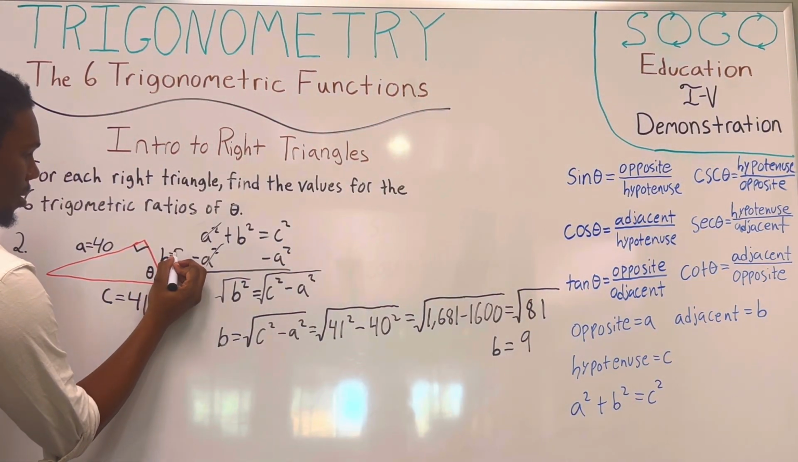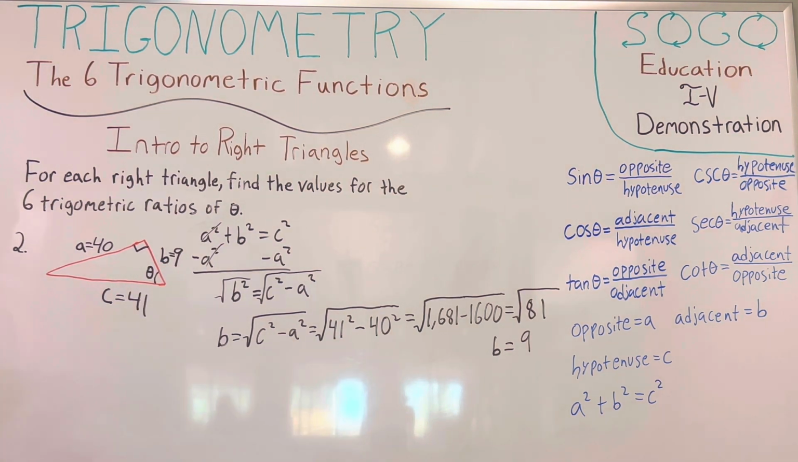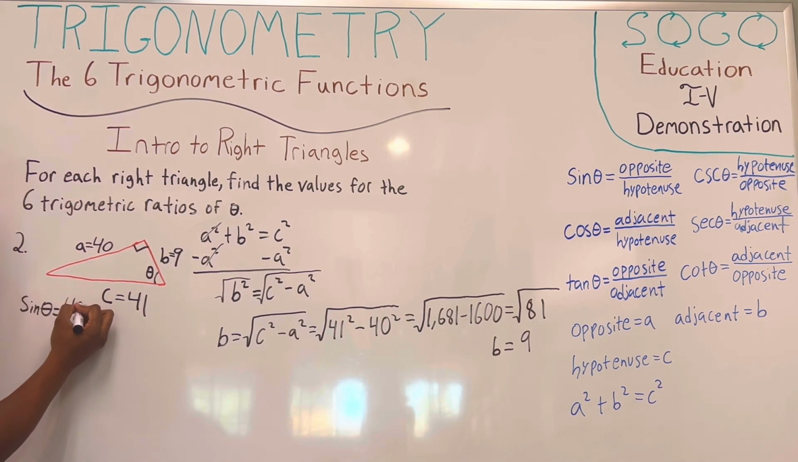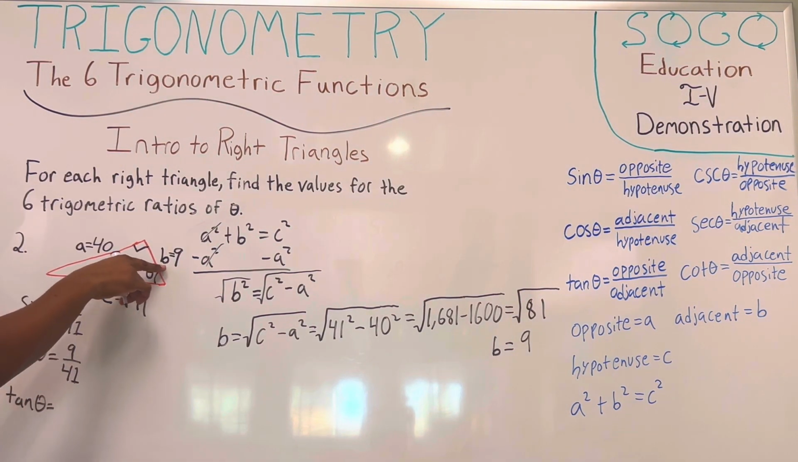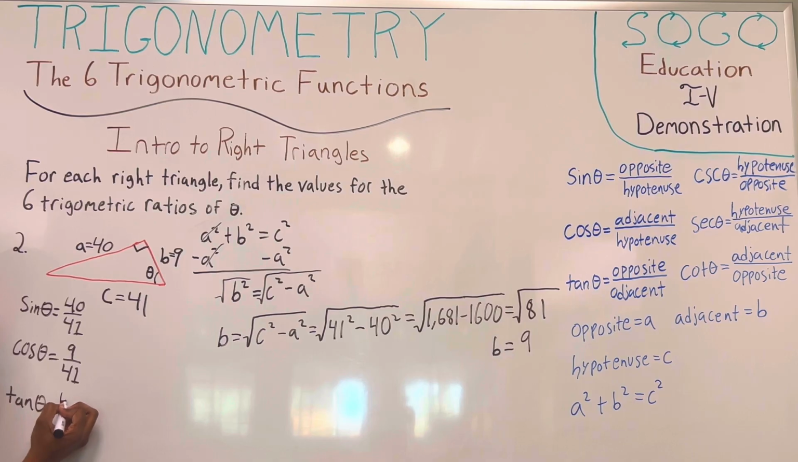Now we got all the values of all the lengths of the sides of the right triangle. So now we can find the values for the 6 trigonometric ratios. Sine theta is a over c, so that's 40 over 41. Cosine theta is b over c, so that's going to be 9 over 41. Tan theta is a over b, so that's going to be 40 over 9. Now we got the first 3 trigonometric ratios.